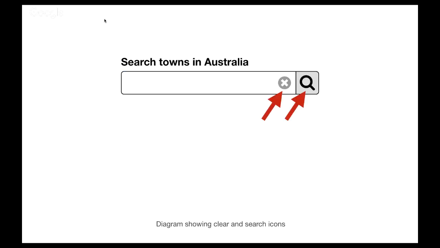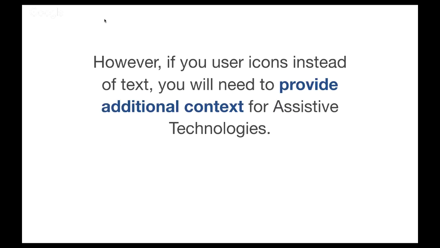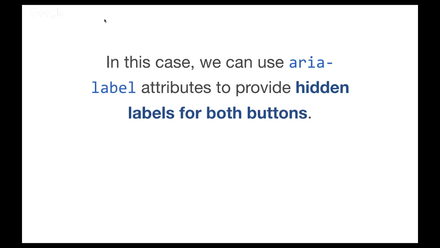In this diagram, the clear button has a little, I suppose you'd call it a round symbol with an X in it, which is sort of becoming the default for clear this field. And the submit button, as I mentioned before, has a little magnifying glass icon. However, if you're going to use icons instead of text, you need to provide additional context for assistive technologies. So in this case, we're going to use aria-label.